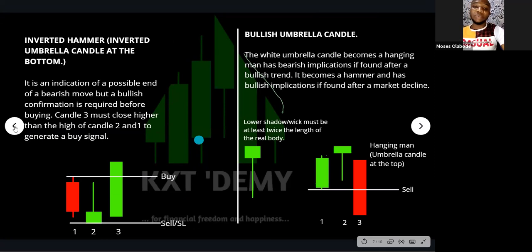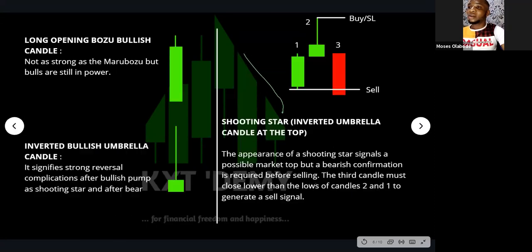And of course, after a bearish move, when it appears at the bottom of a bearish trend, it performs the function of an inverted hammer, okay? So remember this example very well. You see the inverted bullish umbrella candle acting as a shooting star. Shooting star meaning that it's at the top, okay? Either it is two candles that form here or one candle. Make sure it closes below the low of the candle before it. Very, very important, okay? And it actually delivers a strong sell signal.